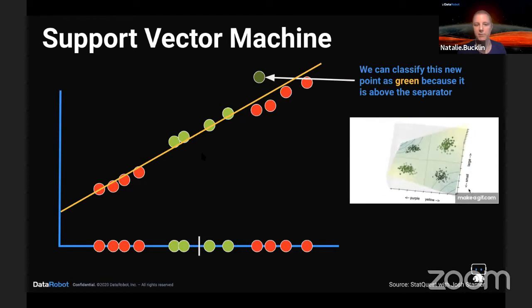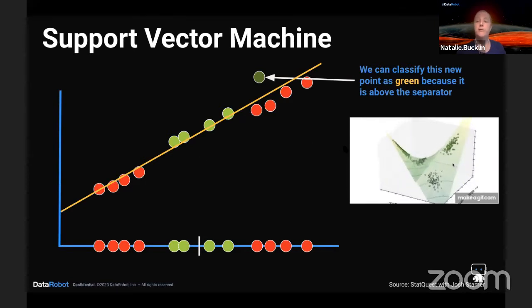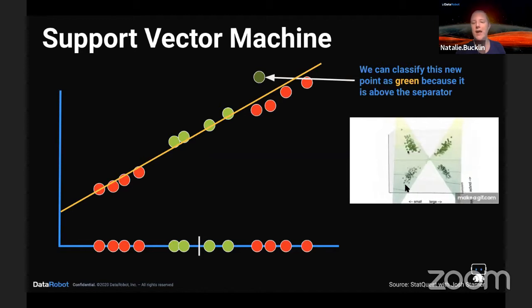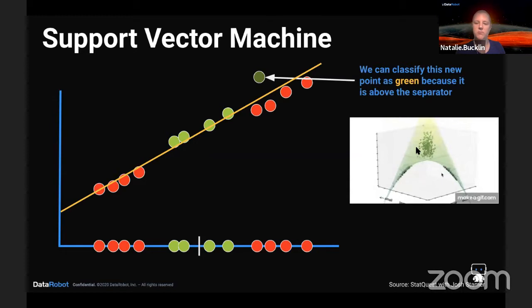So this was an example in two dimensions, but let's take a look at the example in three dimensions. So over here on the right, we see a three-dimensional plot of some data. We have some black x's down here, and we have some red circles up here. And as this plot is rotated, we can see it's in three dimensions. And let's watch as it rotates.